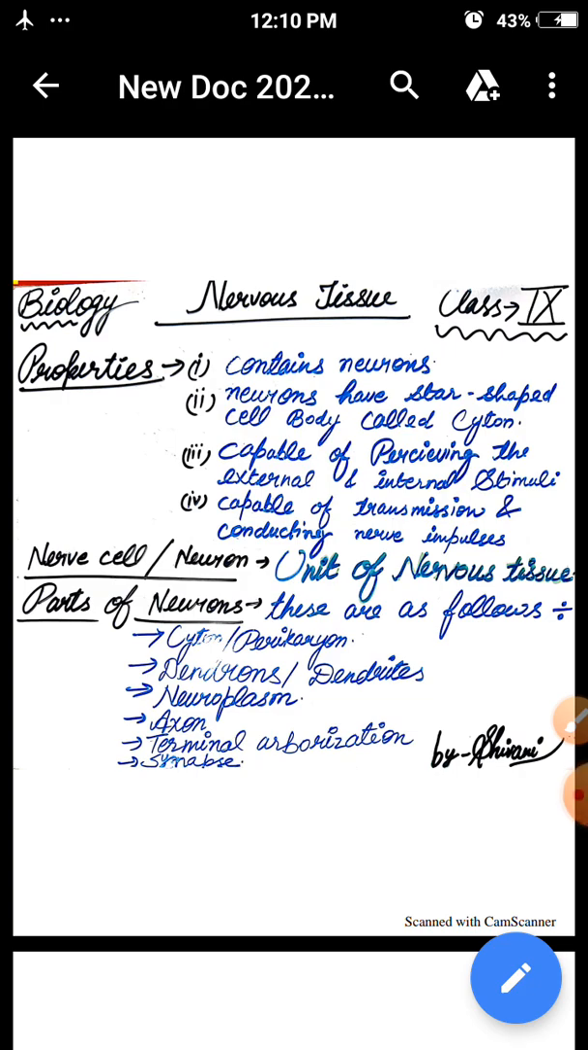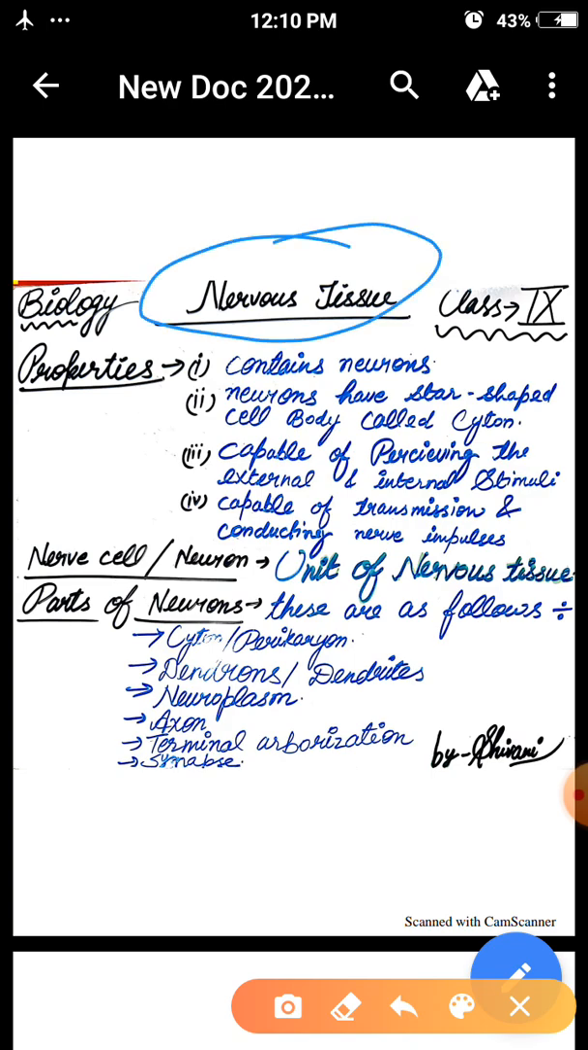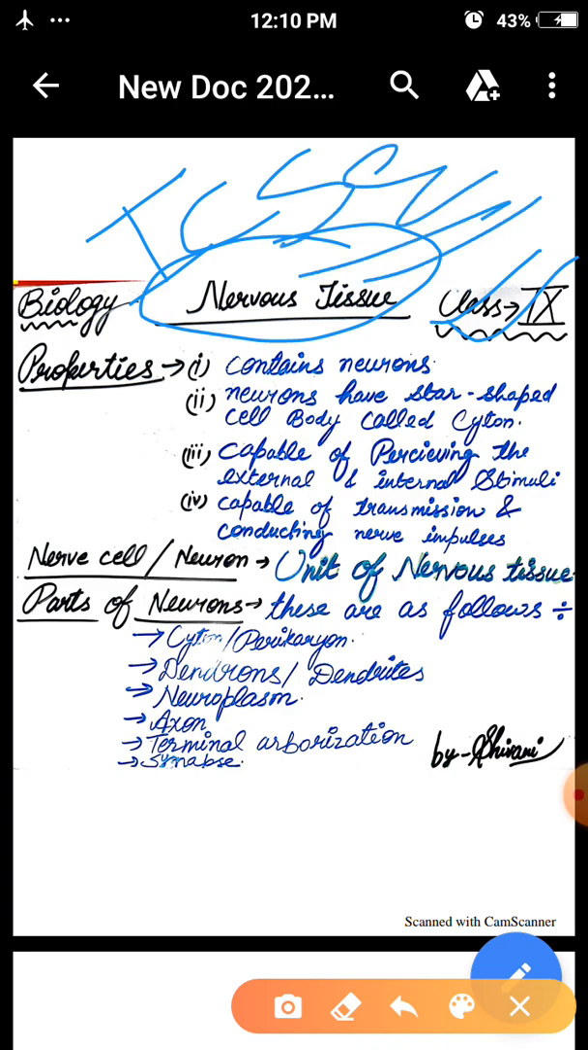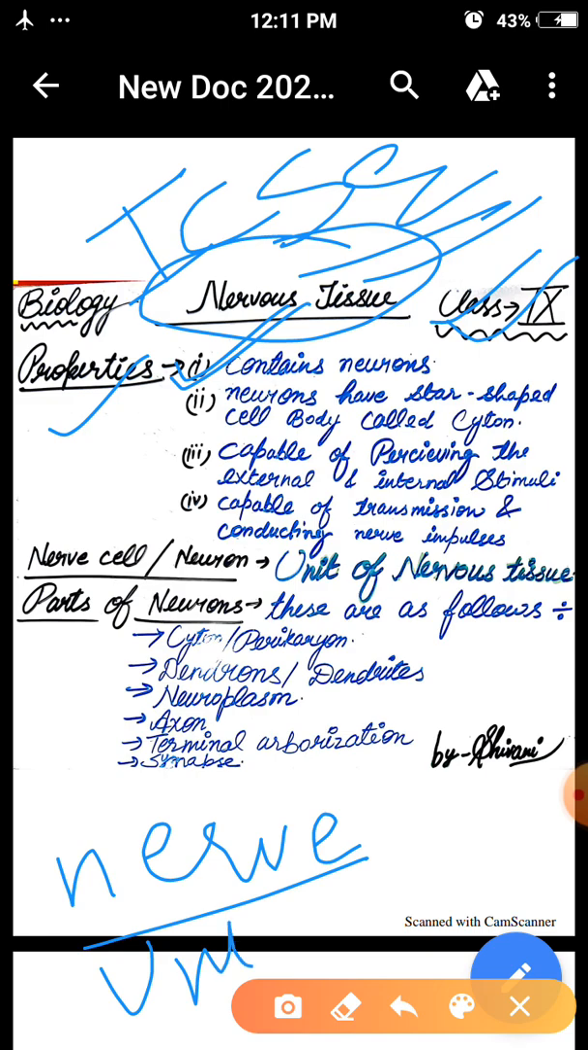So dear students, in this video we are going to start the explanation of nervous tissue. It is a class 9th topic according to the ICSE board. Nervous tissue. What are the properties of this nervous tissue? It contains neurons. As I have told you, the nerve cell is called the unit of nervous tissue. Second property: neurons have a star-shaped cell body called cyton.